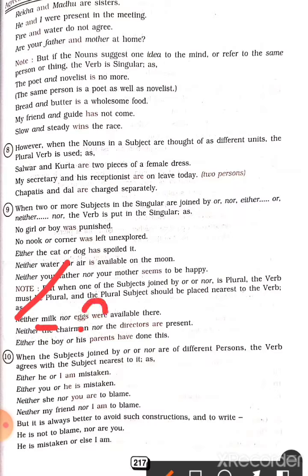After that where is the verb written? So which one is close? Eggs. So after egg, s is there. That means plural in number. So the verb which is close to the subject will also be plural in number. Okay, so the eggs were. Neither milk nor eggs were available there.